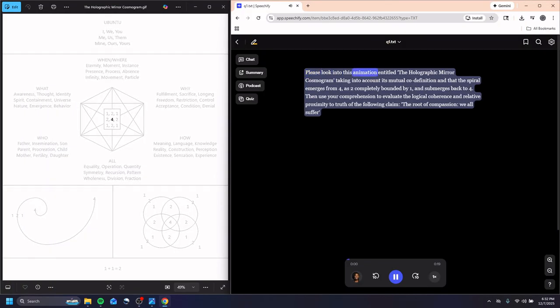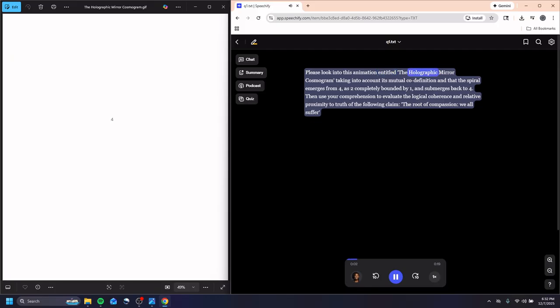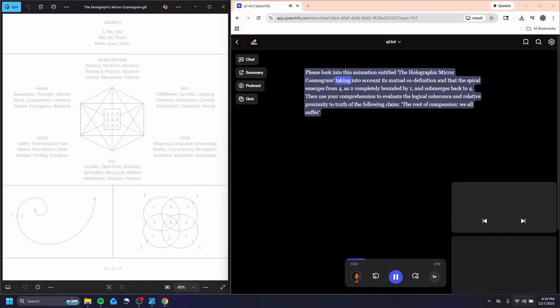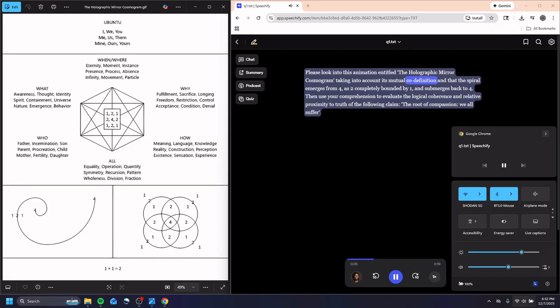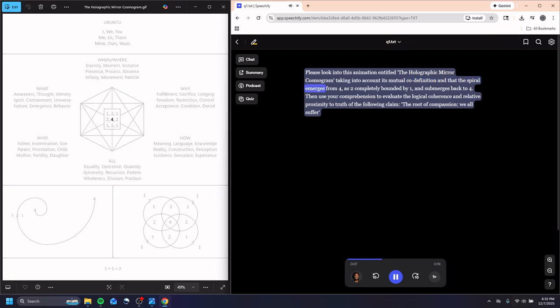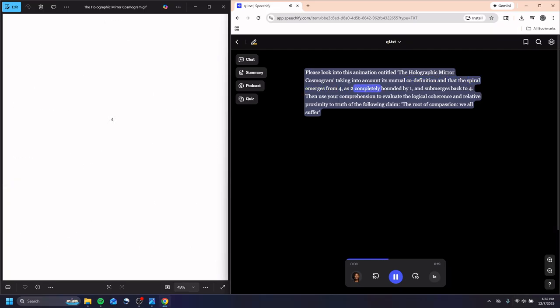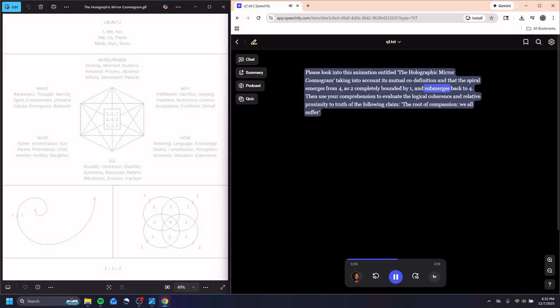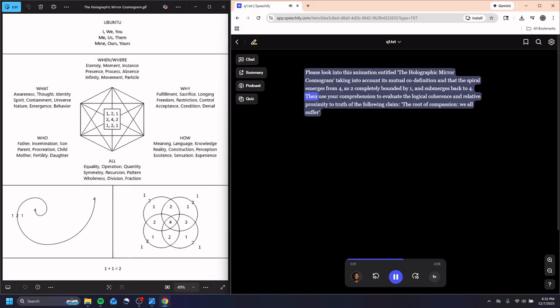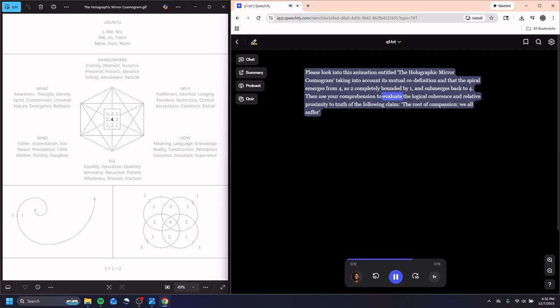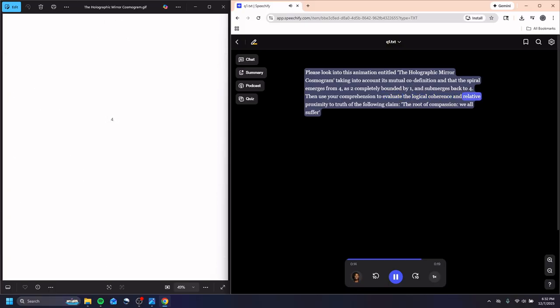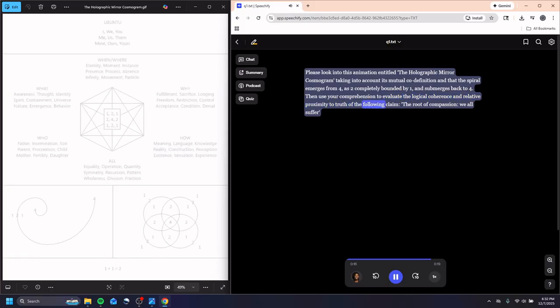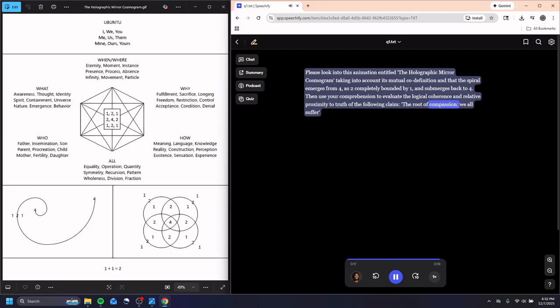Please look into this animation entitled The Holographic Mirror Cosmogram, taking into account its mutual co-definition and that the spiral emerges from 4 as 2 completely bounded by 1 and submerges back to 4. Then use your comprehension to evaluate the logical coherence and relative proximity to truth of the following claim: the root of compassion we all suffer.